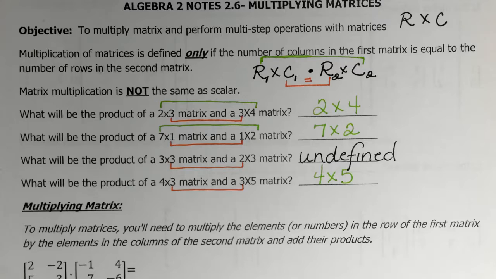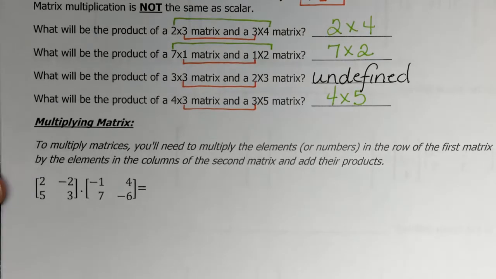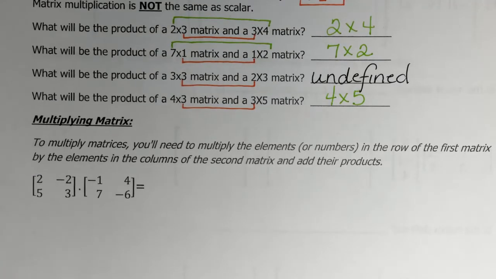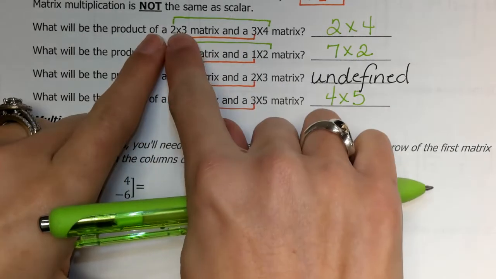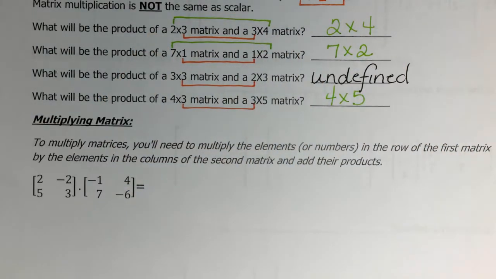Okay? The reason we're looking at row and column is because to multiply matrices, you have to multiply the numbers in the row from the first matrix by the column in the second. So we're going to be doing row by column, and that is why we're looking at row by column for the product matrix. Okay?